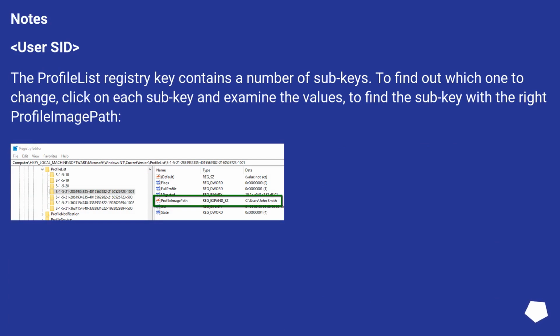Notes: user SID. The ProfileList registry key contains a number of sub-keys. To find out which one to change, click on each sub-key and examine the values, to find the sub-key with the right ProfileImagePath.